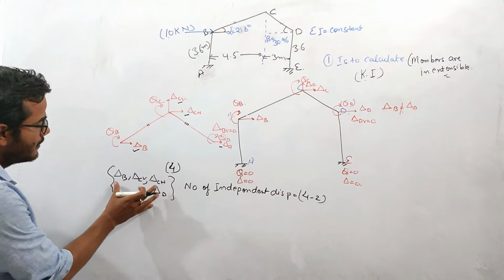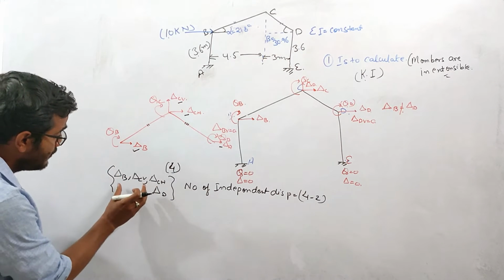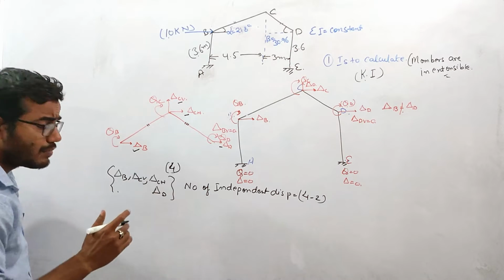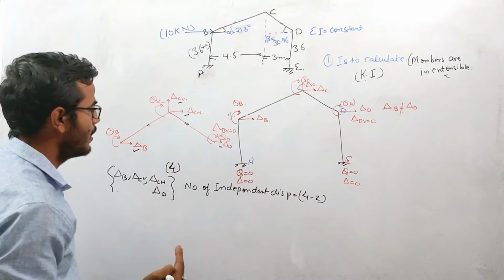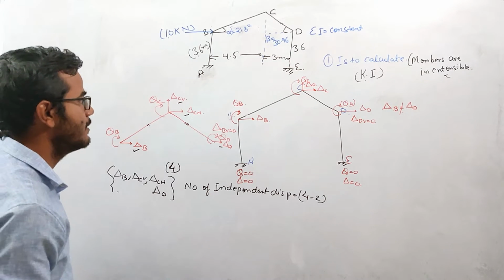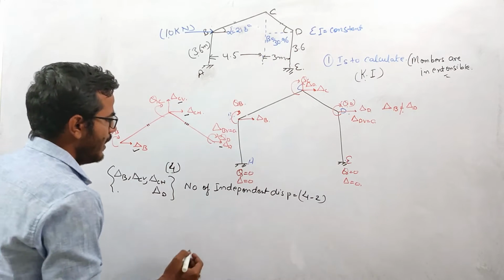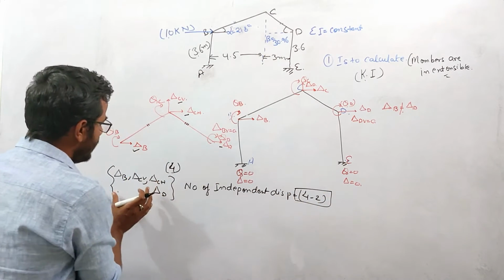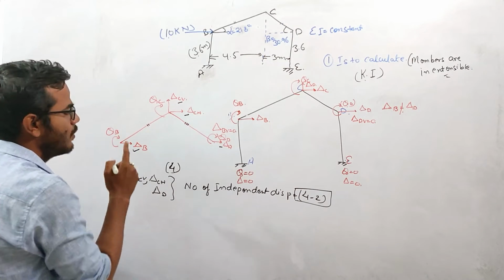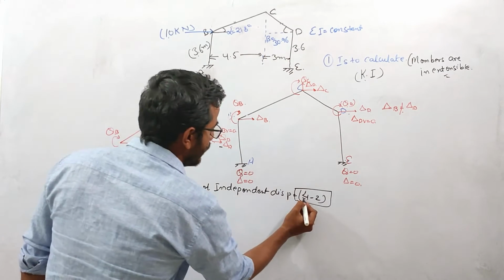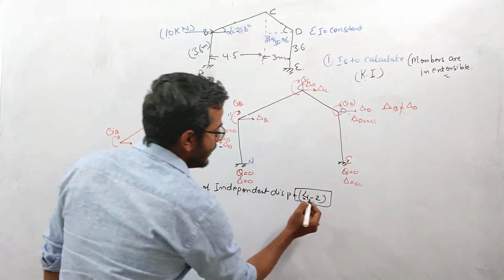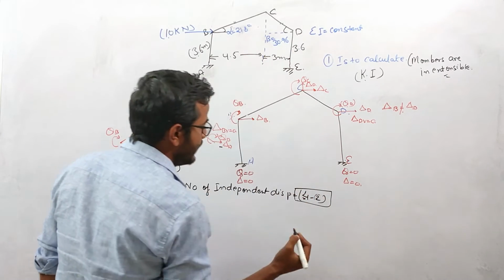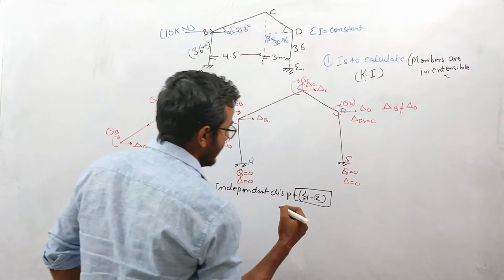I can represent with the help of 2 primary displacements, or 2 independent displacements. So here the total number of displacements, horizontal and vertical deflections, is basically 4, and these are connected by two inextensible members.